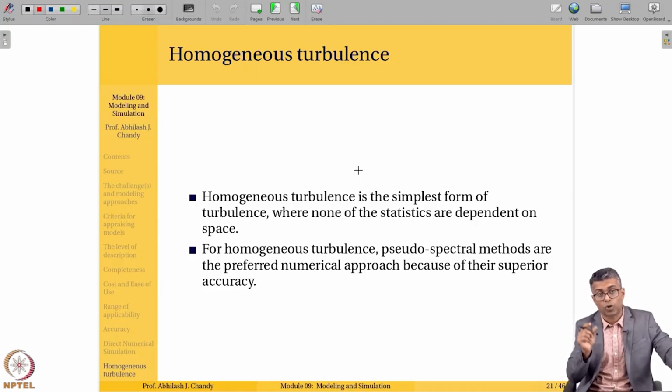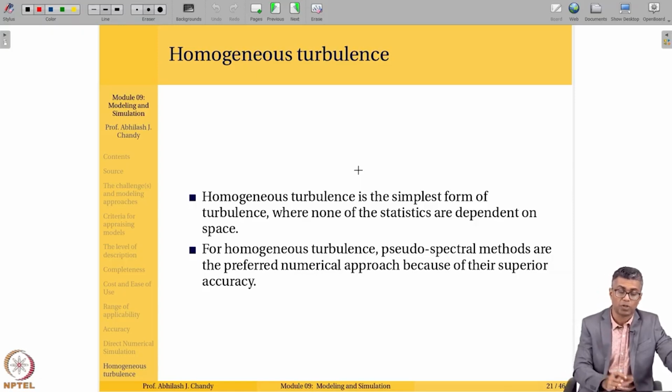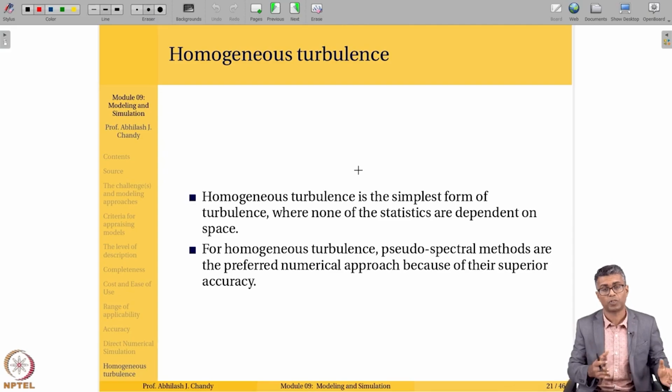I'll discuss in detail what pseudo-spectral methods are, but spectral methods technically have infinite accuracy, because if you use the right number of Fourier modes, you don't have any truncation error. You have zero truncation error. By that token, they are the experiments of computing, in the sense that they have no error. They can only be applied to homogeneous turbulence. So that's another reason why we are picking homogeneous turbulence, because pseudo-spectral methods can only be applied there.